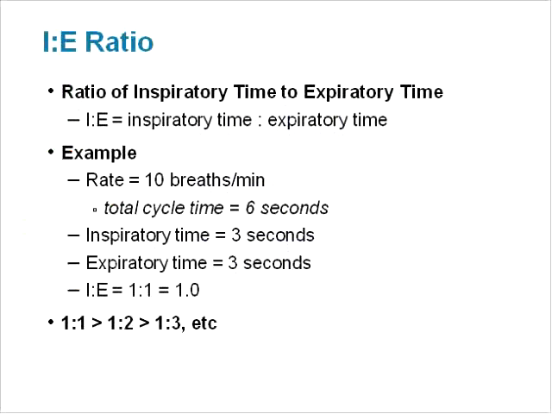You can avoid confusion when comparing I:E ratios by remembering that the ratio actually represents a single number. For example, a ratio of 1 to 2 is larger than a ratio of 1 to 3 because 1 to 2 equals 0.5, whereas 1 to 3 equals 0.33. Ratios larger than 1 to 1 are referred to as inverse I:E ratios.